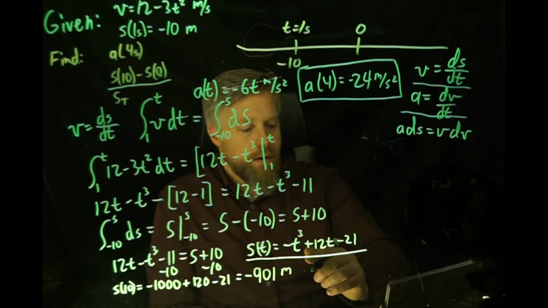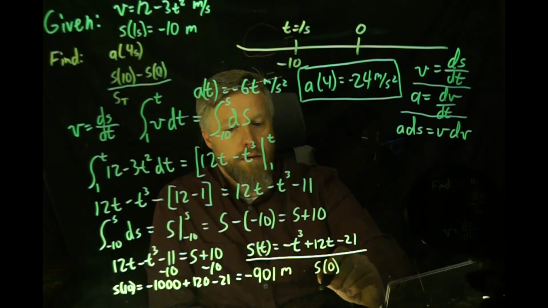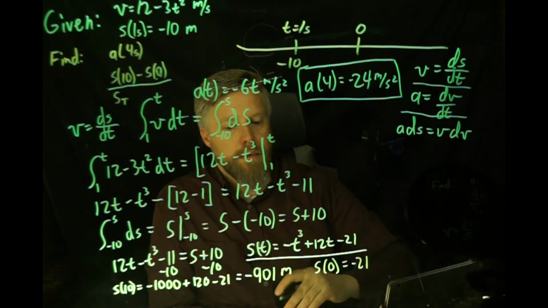Now, s of 0 is quite a bit easier. S of 0, well, we plug in 0 for both t's, and we just get negative 21.